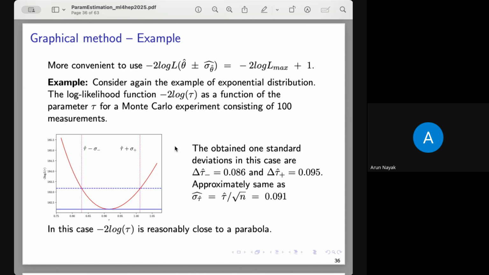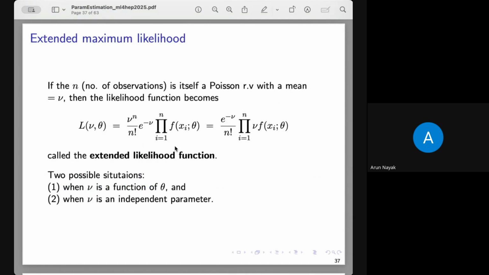So if there is any question, please ask me. Otherwise, I will move to the extended maximum likelihood. If there were any questions on this, okay, then I move on to the extended maximum likelihood.